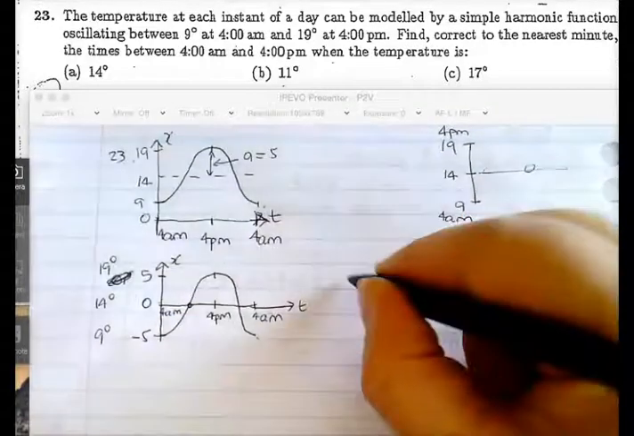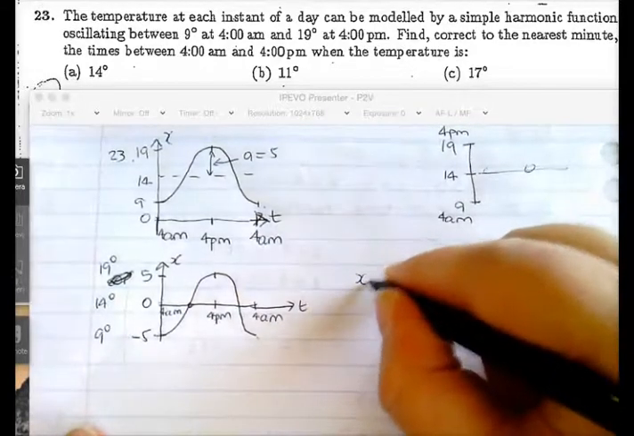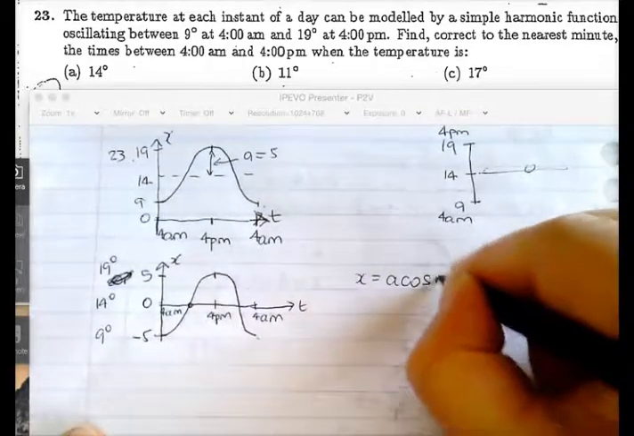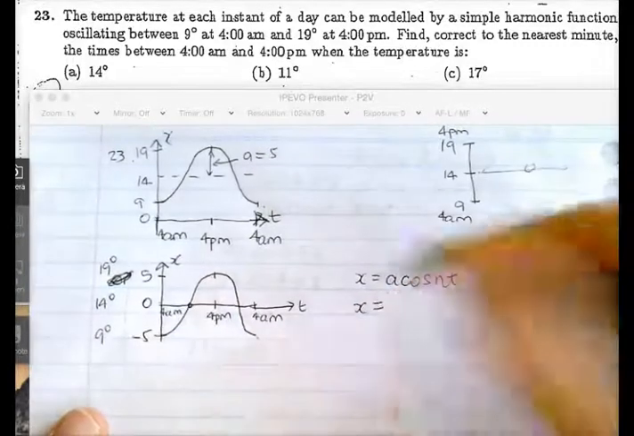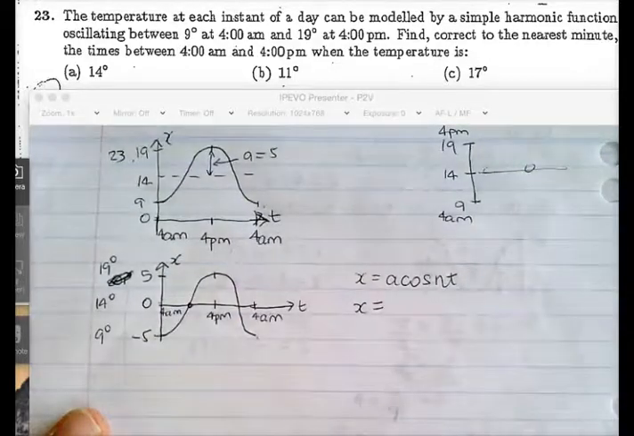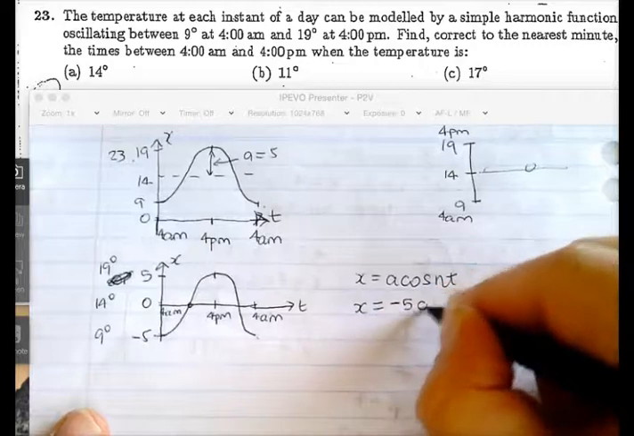Now, before I start, I don't even know what the equation of this graph is. x is a cos nt. Is it a cos curve? Yeah, it is. So, what is it? It's a cos curve. It's not a sine one. It doesn't start at 0, but it's the negative one. What's the amplitude? -5 cos.